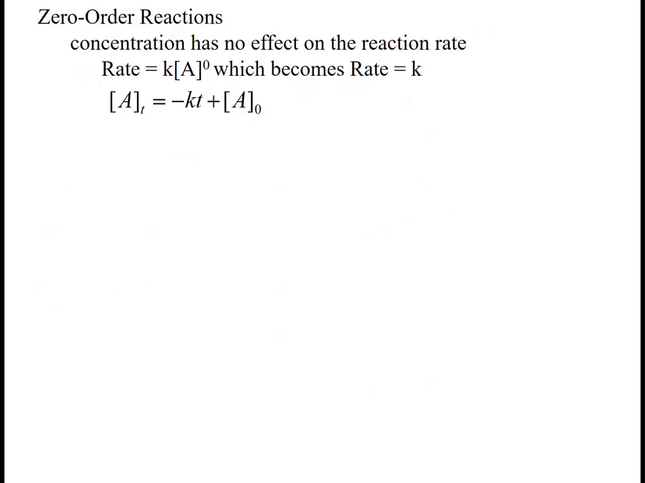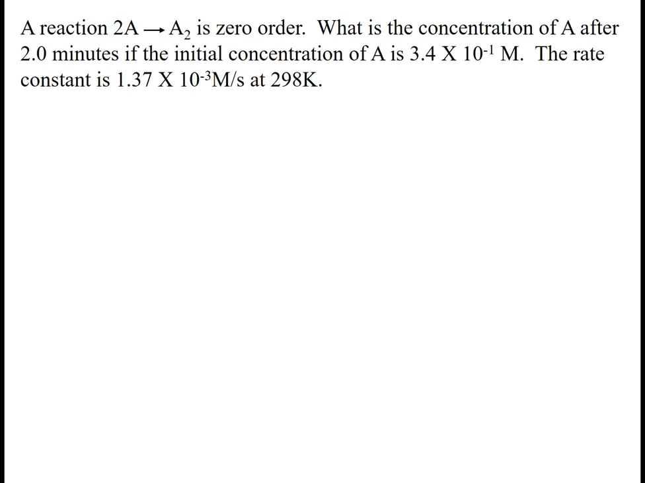The next one, the last one, is zero order kinetics. This one was introduced later in the textbook versions, so that's why it's after. It was first order, second order, and then zero order. Basically it's saying that the concentration has no effect on the rate of reaction, so it's A to the 0, or the rate is just equal to the rate constant. And that equation is the concentration at time t is equal to negative kt plus the initial concentration.